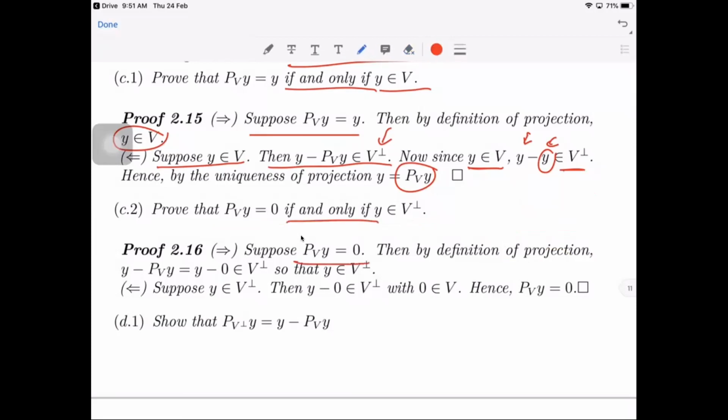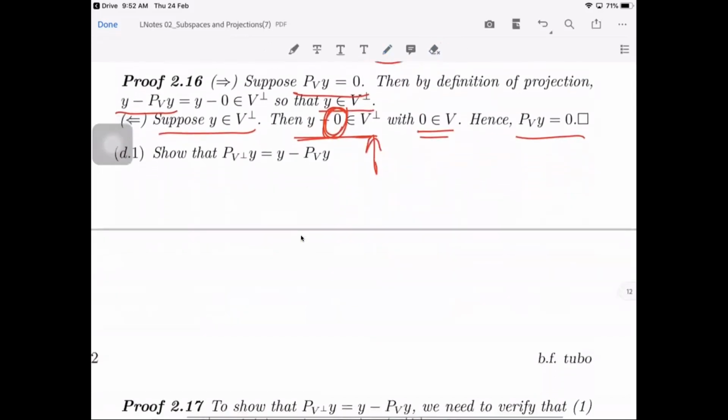Assume that the projection of y onto V is 0. By definition of projection, y minus the projection of y onto V, which is just y, is in V perp. Okay. And then suppose your y is in V perp, then by definition of projection, by equivalence, y minus 0 is also in V perp. This means that your 0 here is in V, but that is the projection of y onto V, because this is by definition of projection.